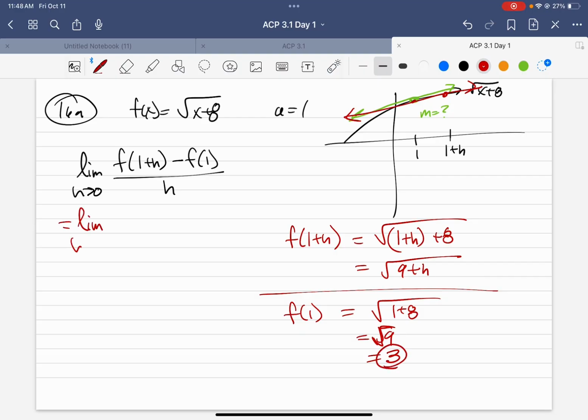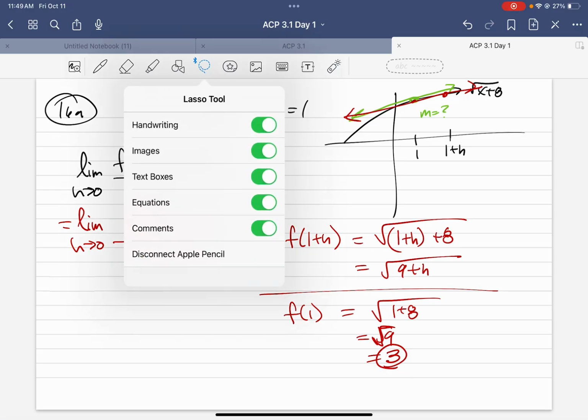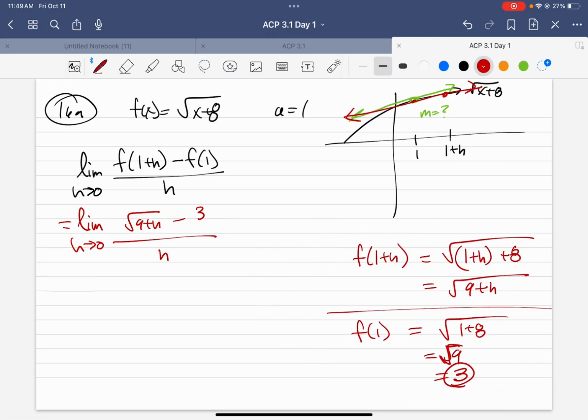So that means up here, f of 1 plus h turns out to be the square root of 9 plus h, and then f of 1 turns out to be 3, all over h. So what we really have, and I don't have to write it again, is the limit of the square root of 9 plus h minus 3 all over h. So that should look similar to problems that we have seen before. We've already done those limits, and the reason we did is they help us do these sorts of problems.